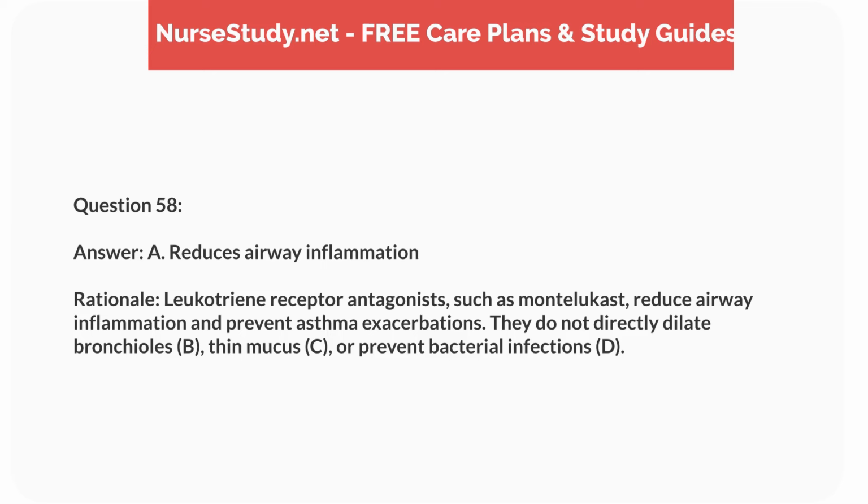Reduces airway inflammation. Rationale: Leukotriene receptor antagonists, such as montelukast, reduce airway inflammation and prevent asthma exacerbations. They do not directly dilate bronchioles, B, thin mucus, C, or prevent bacterial infections, D.